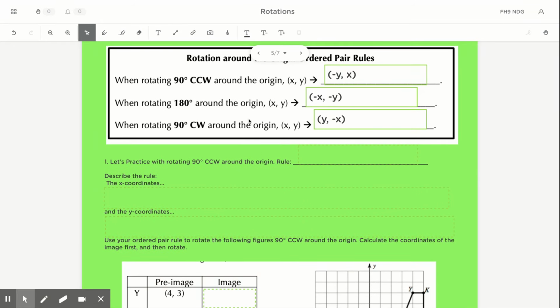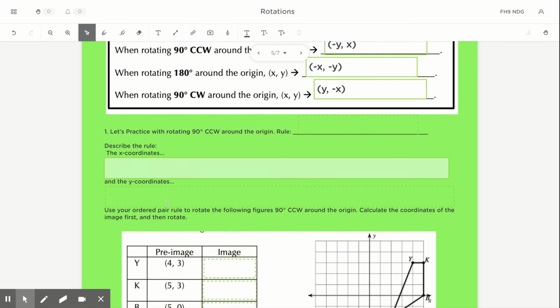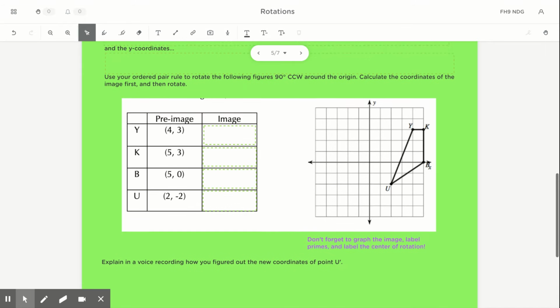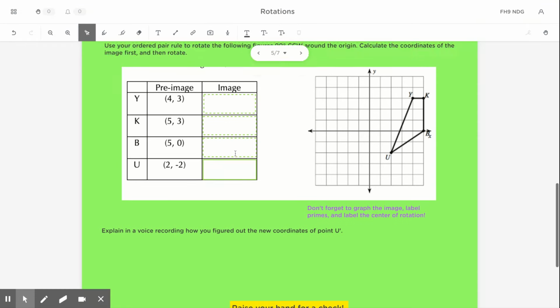First, you're going to practice this 90 degrees counterclockwise one, and you're going to describe what happens to the x coordinates and describe what happens to the y coordinates. Then you're going to do that by applying the rule to each of these coordinates, and then plotting those new image coordinates, and then figuring out if you see the correct rotation of a congruent rotated image of this pre-image here. Finally, you're going to explain in a voice recording, pushing this button here, how you figured out the new coordinates of point U. So how you figured out U prime and where it goes on the graph and what you did for right here in this box. Best of luck.